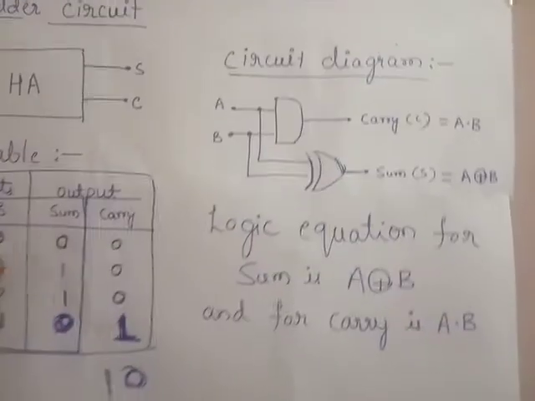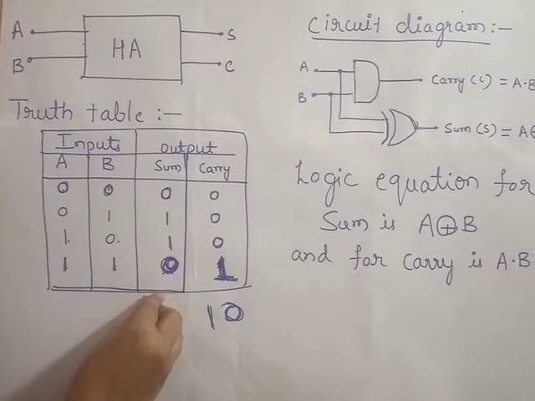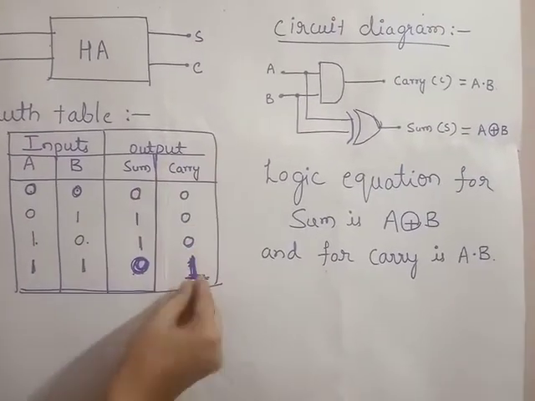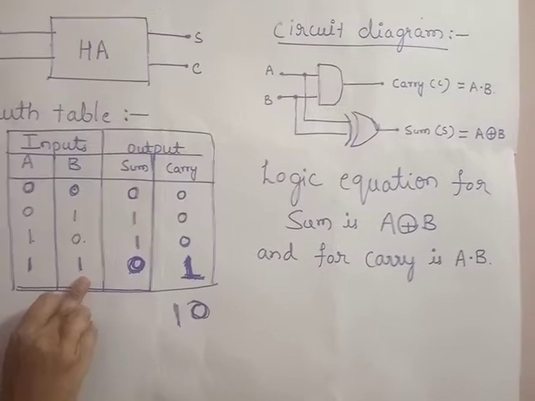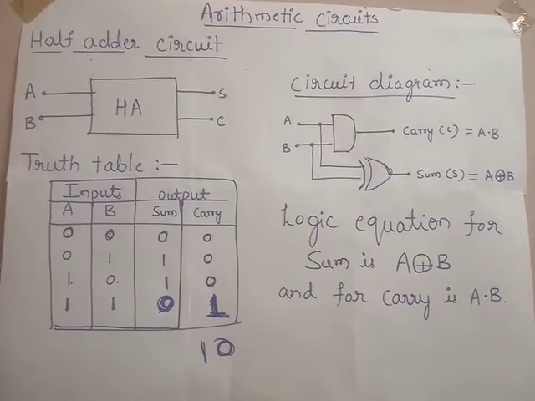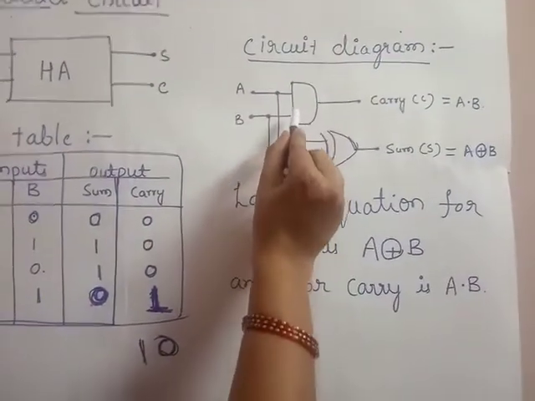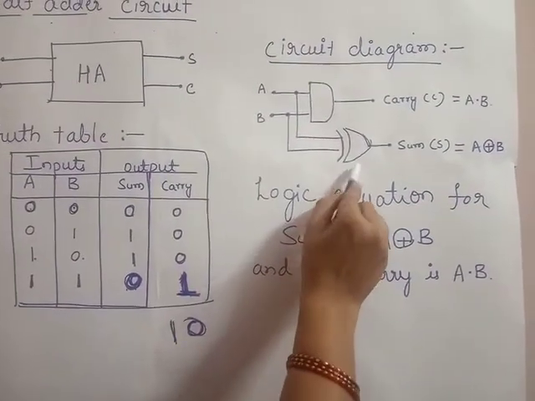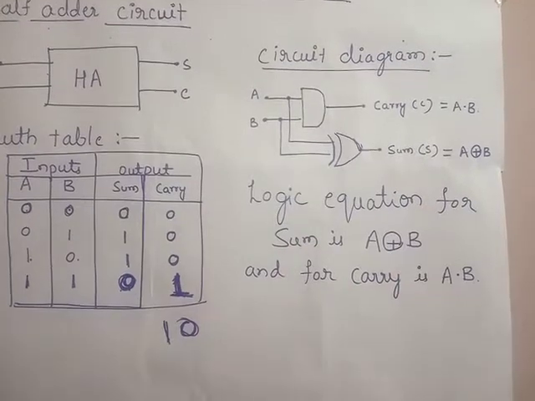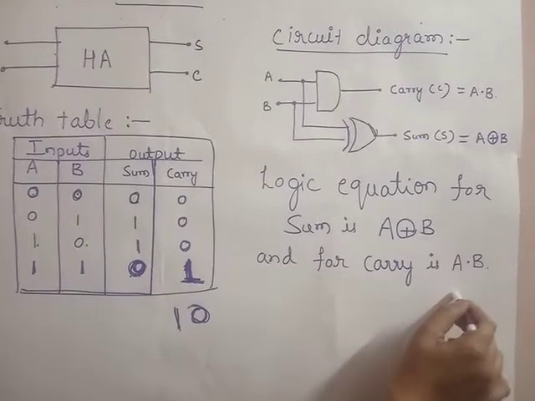From this truth table, if we observe the logic pattern, the sum column has the same pattern as when A is XORed with B. The carry column has the same pattern as when A is ANDed with B. That means in order to construct one half adder circuit, we require two gates: one AND gate and another XOR gate. That's why the circuit diagram for the half adder circuit includes one AND gate and one XOR gate. The XOR gate output gives the sum output, and the AND gate output gives the carry output. The logic equation for sum is A XOR B, and for carry is A AND B.